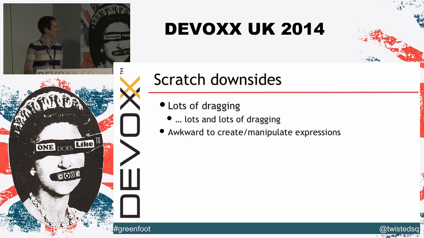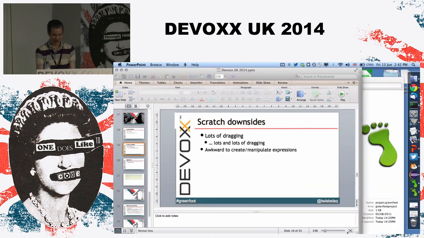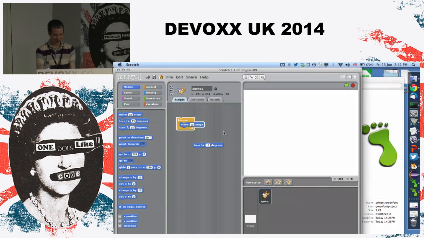The disadvantage of Scratch is you do drag and drop the blocks. There's no particular keyboard control for inserting them, and you have to drag and drop a lot of blocks. So if you want to create a more complicated expression, let's say a more trigonometry-based example, you could then introduce this block.